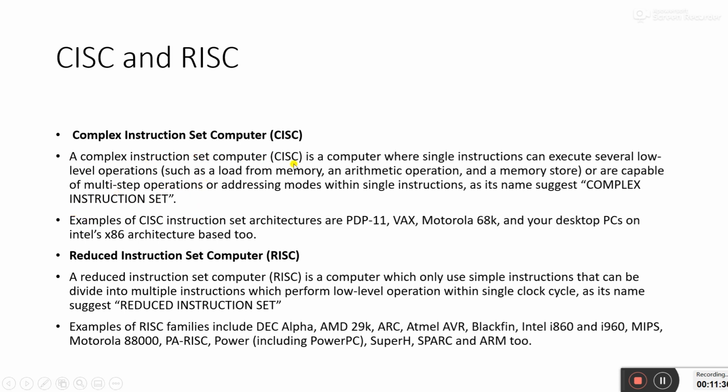A complex instruction set computer is a computer where a single instruction can execute several low-level operations, such as load from memory, an arithmetic operation, and a memory store. So we actually need these types of operations. Whenever we need to execute any instruction, we need to fetch the data from the memory, perform some operation on it, then store the result into the memory again.